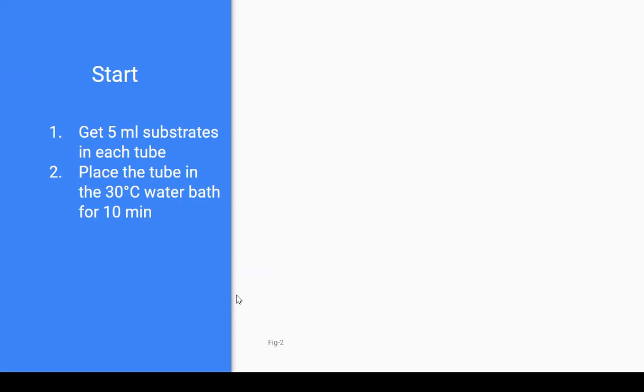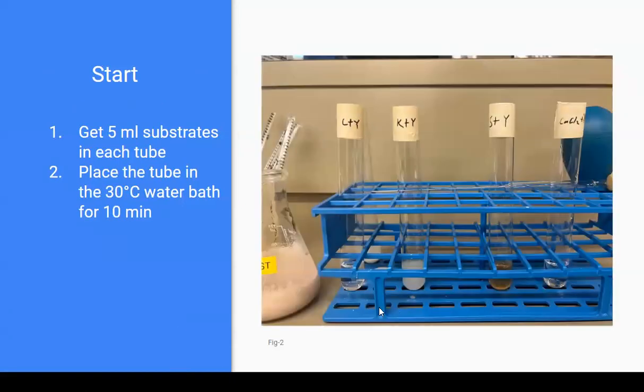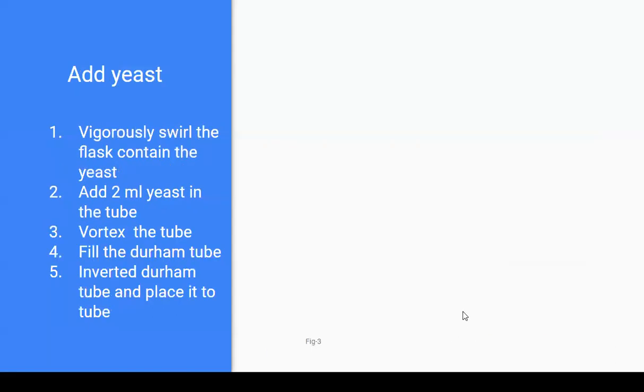Starting the experiment, we will put 5 ml of substrate in each tube, and we will place the tubes in a 30 degree water bath for 10 minutes, because 30 degrees is the most efficient temperature for yeast. And here's the picture of the 4 tubes. We will add yeast when the 4 tubes reach 30 degrees.